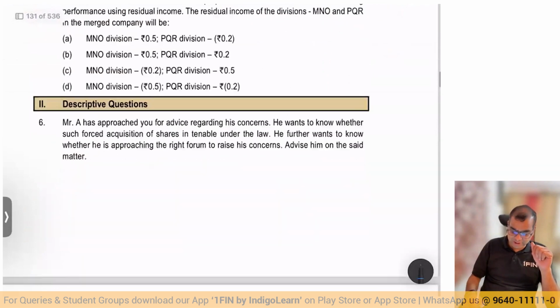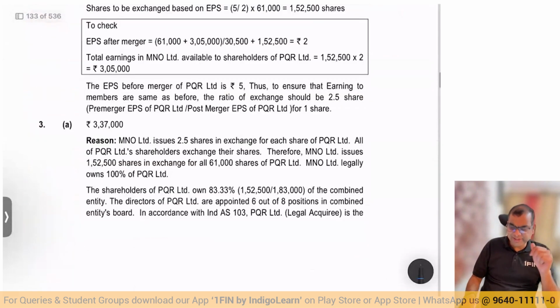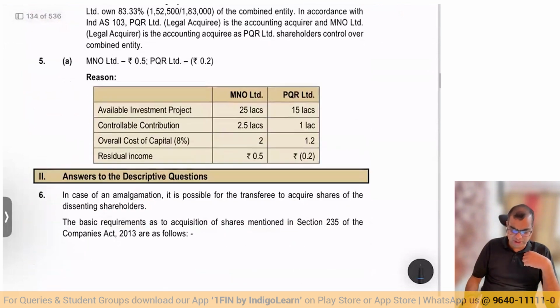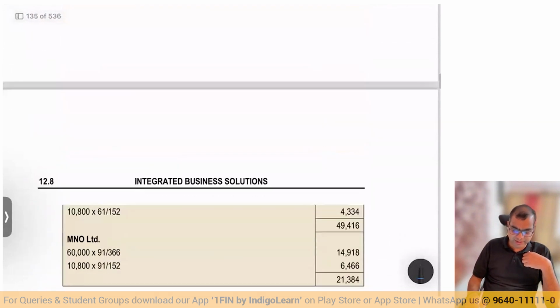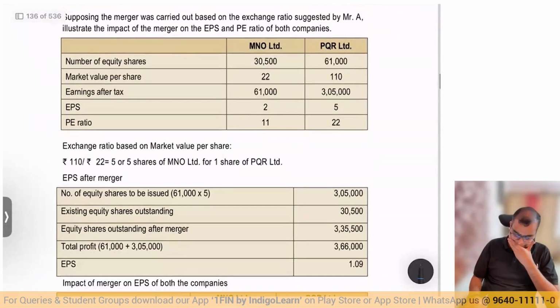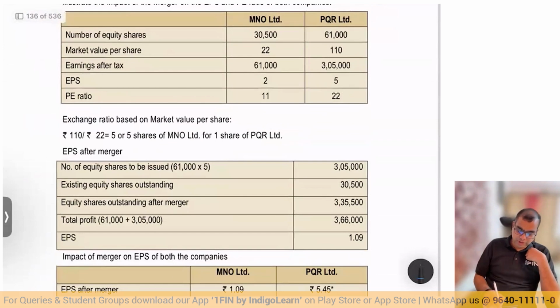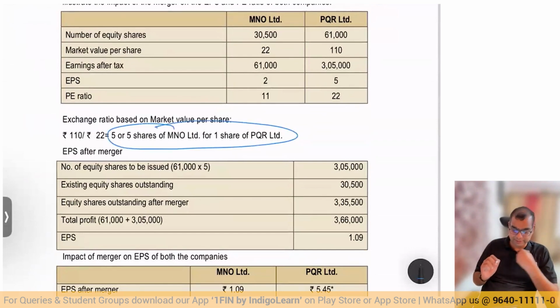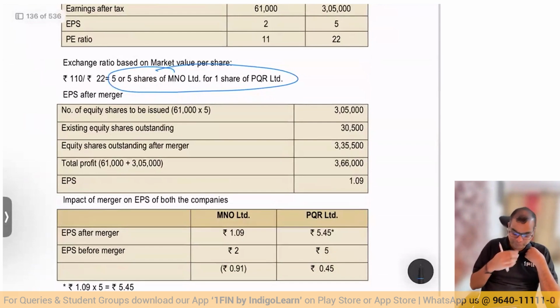Okay, so let us see what happens. I need not solve this. It's a very simple question, which is why I'm not solving it. I can directly show you the answer and explain it to you. So 5 shares of M&O for 1 share of PQR, which is what I was telling you, instead of for 2 shares of PQR. Now, after the merger, what is the EPS of both the companies together?